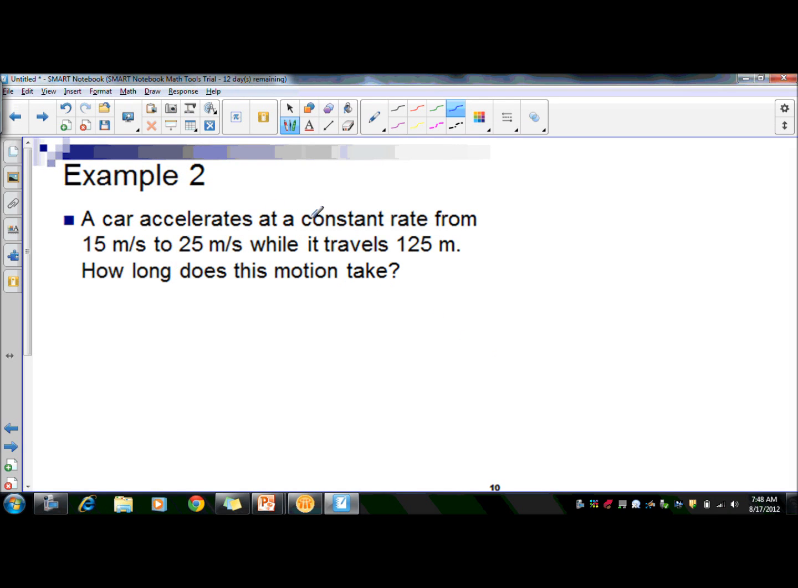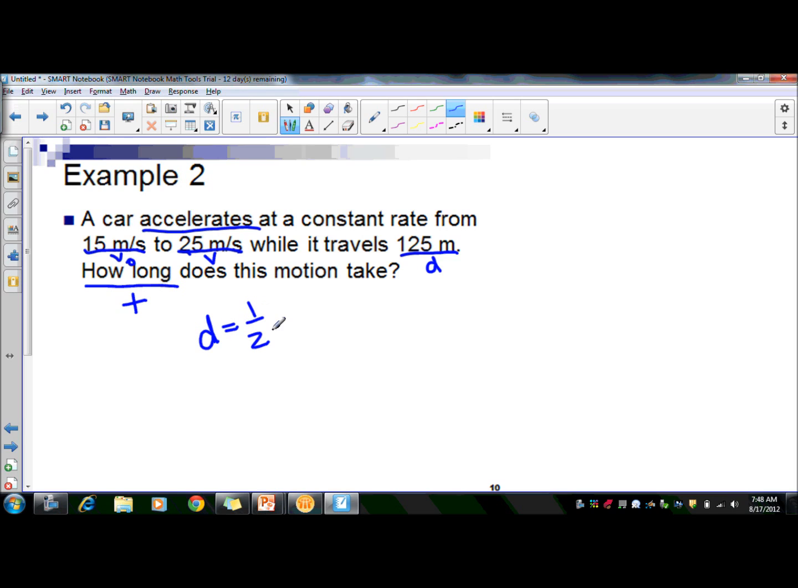Second example. Now, don't get confused where it says constant rate. It's still accelerating. It doesn't say constant velocity. It says accelerating at a constant rate. That just means that A is constant. We assume that. So we're going from 15 to 25. So this is our V naught, and this is our V. While it travels 125 meters, that's our D. So there's our givens. Then it says, how long does this motion take? We're looking for time. Again, there's one equation that has those 4 variables.